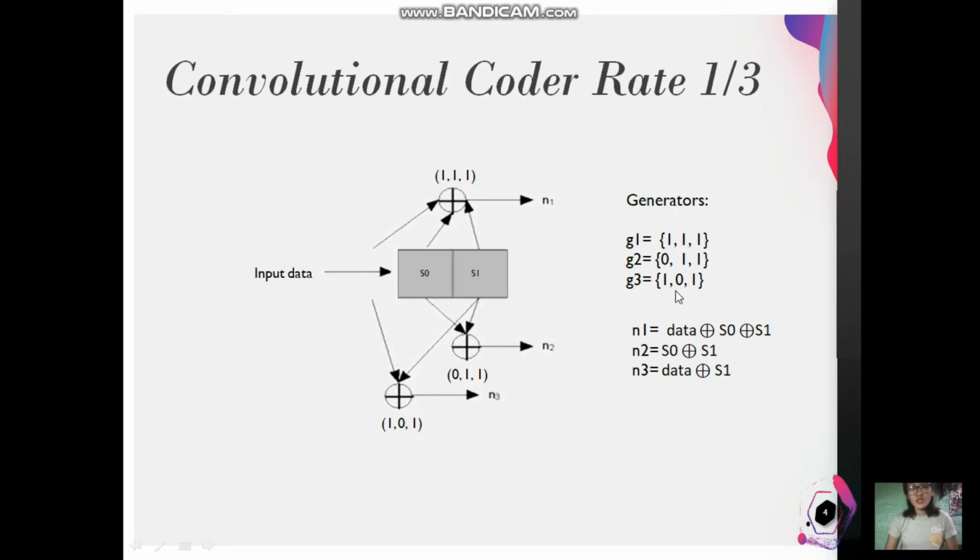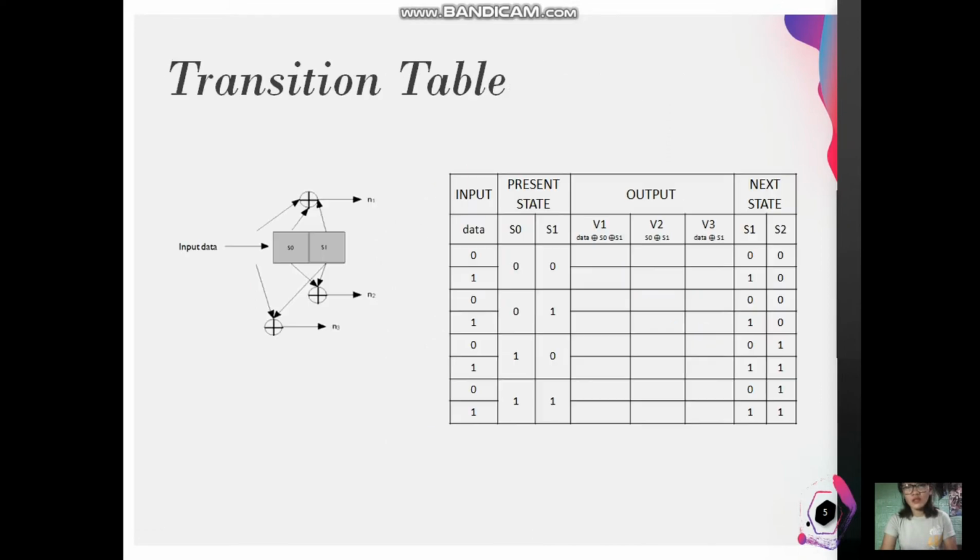Same goes for G3. It is 101 because it is only connected to the input and the S1. So with that, our N3 will be equal to data XOR S1. Now that we know the basics, let us perform. First, let's determine the transition table.